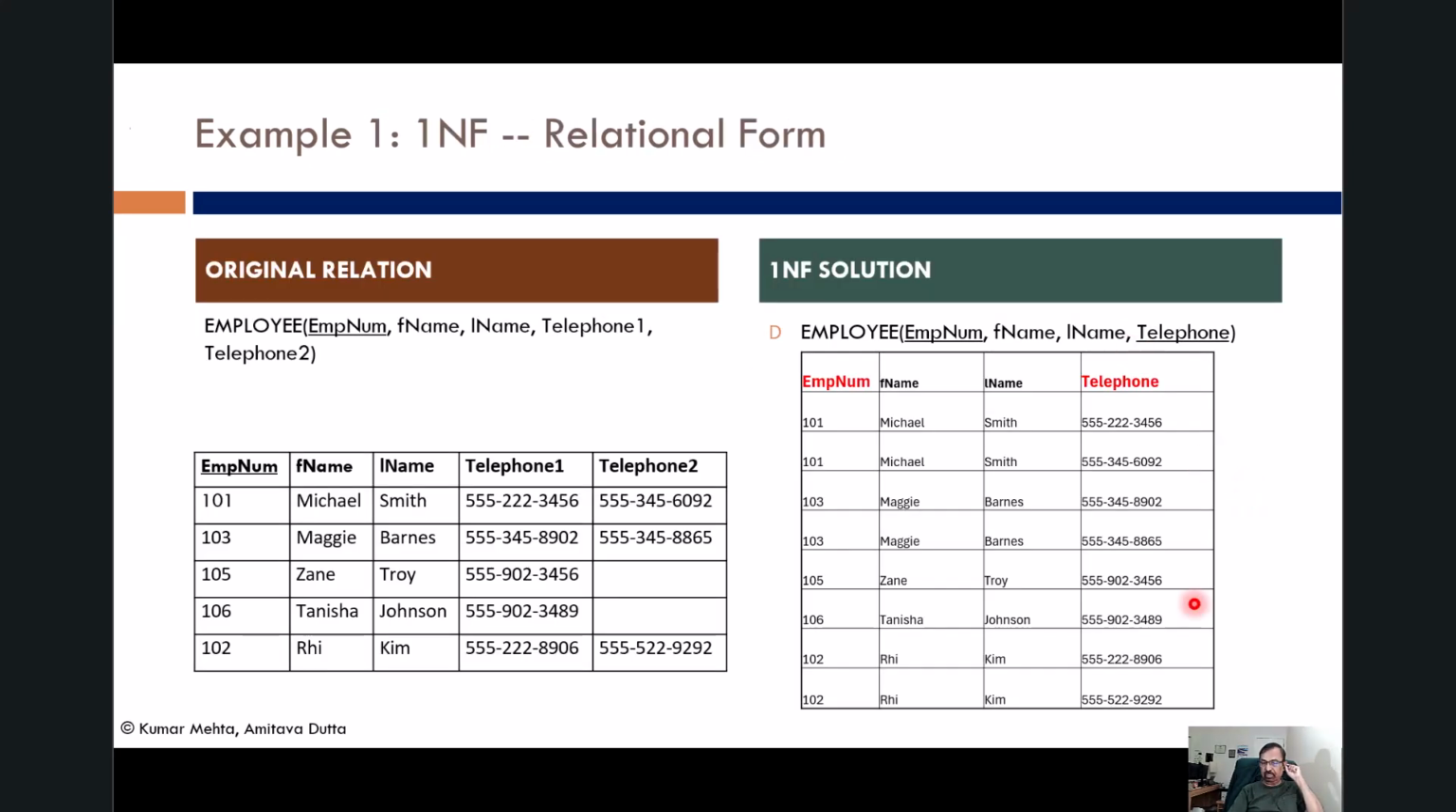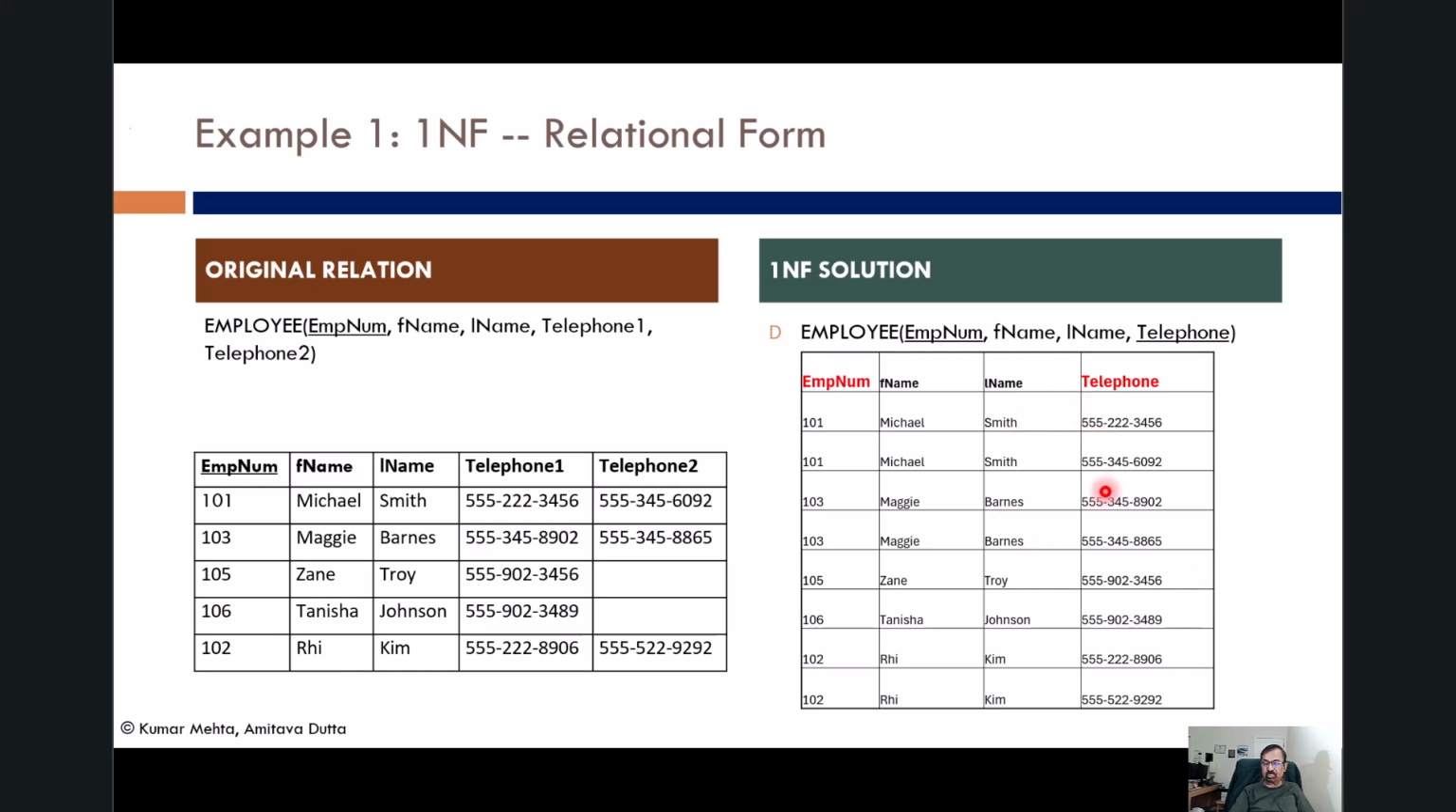So here we have drawn the original table and the resulting table. In the table on the right-hand side, I no longer have repeating groups. Now if employee number 101 suddenly gets a third telephone, in the previous structure I would have had to alter the structure of the table, create another column, etc. And for all the employees who have only one telephone, we are wasting space storing that extra information.